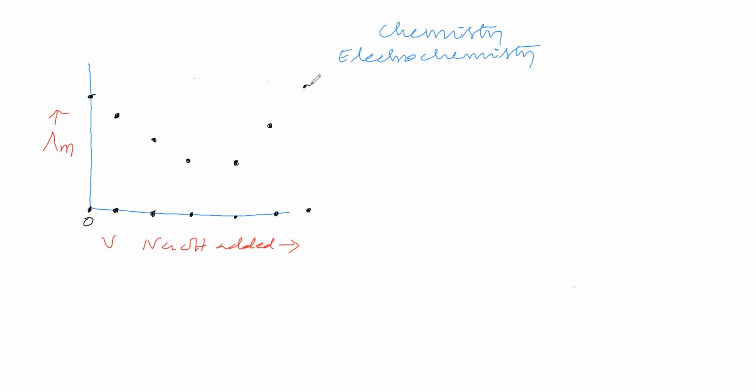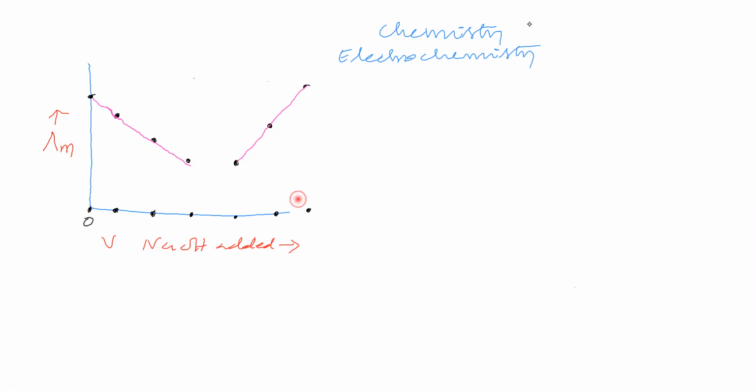Now let us join all the points. We are joining the points. Okay, all the points we joined. Now we got a graph like this.